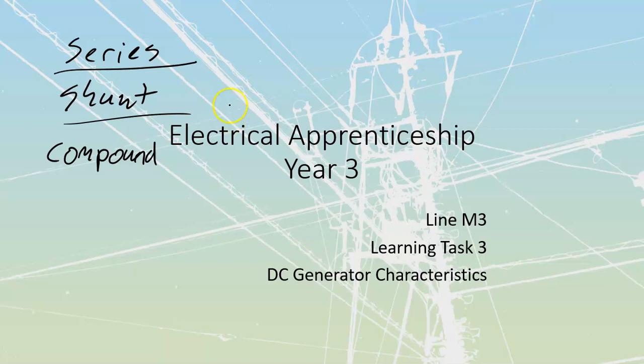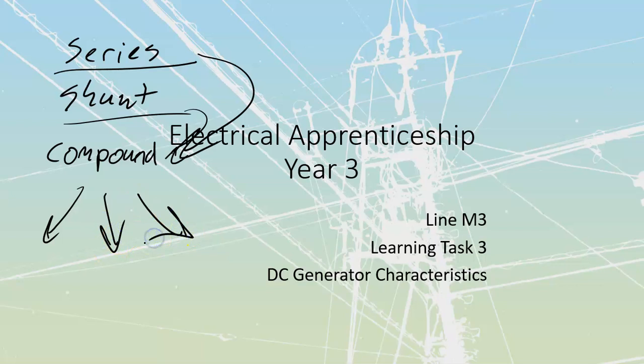And so then what we're going to be able to do is combine them both, and by varying the amount of series or the amount of shunt, we're going to be able to get a bunch more different subsets of generators, or different types of compounds, by combining these two in varying amounts.